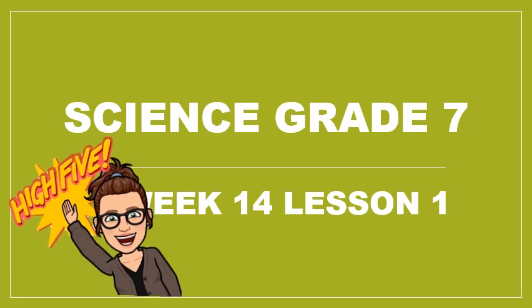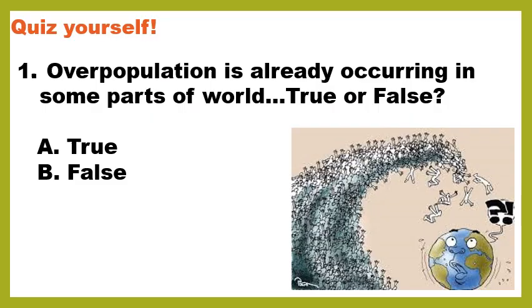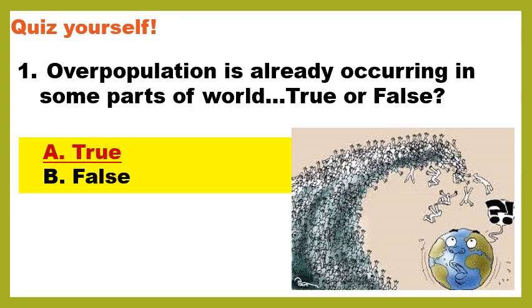We're in lesson 1, and in the textbook, we're on page 344 for today. All right, let's start off with a quiz. Overpopulation is already occurring in some parts of the world. True or false? Overpopulation is when the population is so large that there aren't enough resources for everyone to get what they need. So is that true or false? Do you think that's happening in the world already? 5, 4, 3, 2, 1. It is true, actually, unfortunately.